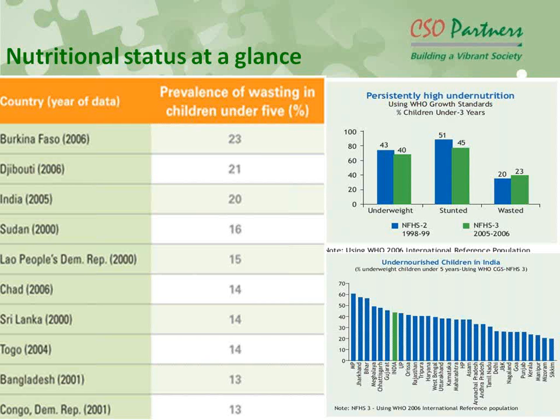We see that Sudan, Lao People's Democratic Republic, Chad, Sri Lanka, Togo, Bangladesh, Congo, they are actually doing much better than India. Right? So this is the kind of situation. And in terms of malnutrition, if you go state-wise, then in Madhya Pradesh around 60% of children are malnourished, followed by Jharkhand, Bihar, Meghalaya, Chhattisgarh, Gujarat, and so on and so forth.